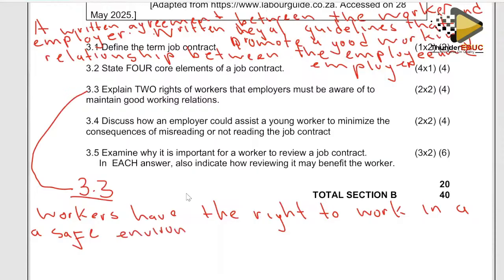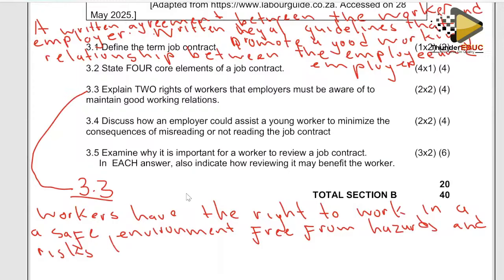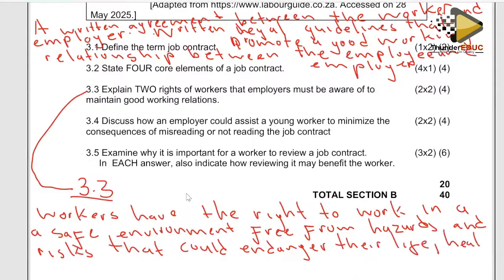environment, free from hazards and risks that could endanger their life, health, or safety.